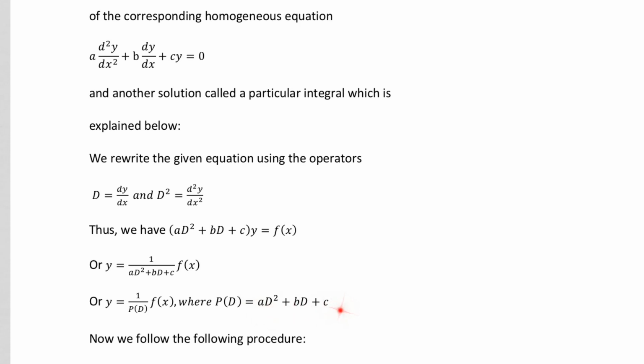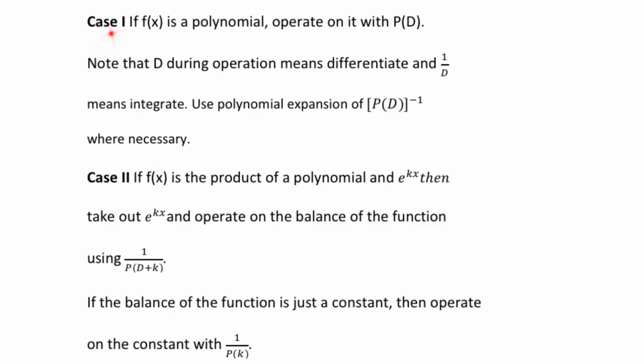Now we follow the following procedure. Case 1. If f(x) is a polynomial, operate on it with 1 over p(D). Note that D during operation means differentiate and 1 over D means integrate. Use polynomial expansion of p(D) to the power minus 1 where necessary.